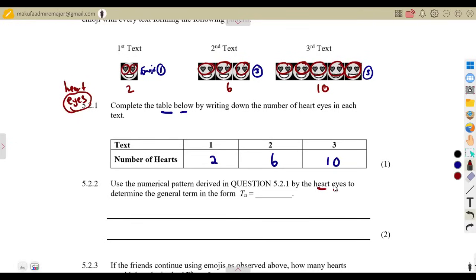We could have a pattern in terms of the emojis, like how many emojis are there. But we are having a pattern in terms of what? The heart eyes. So if we check between the first and the second terms, there is a difference, 6 minus 2, a difference of 4. Between these also, there is a difference of 4. So there's a common difference of 4. Whenever there's a common difference, it's a linear pattern.